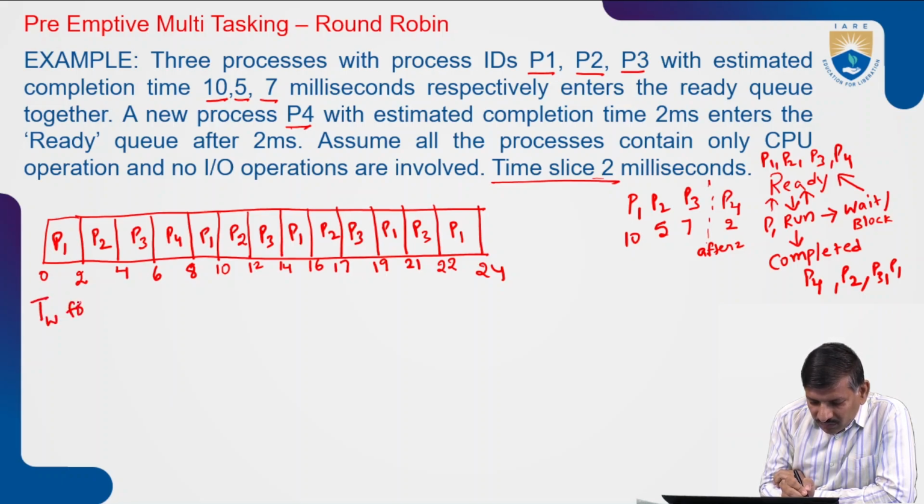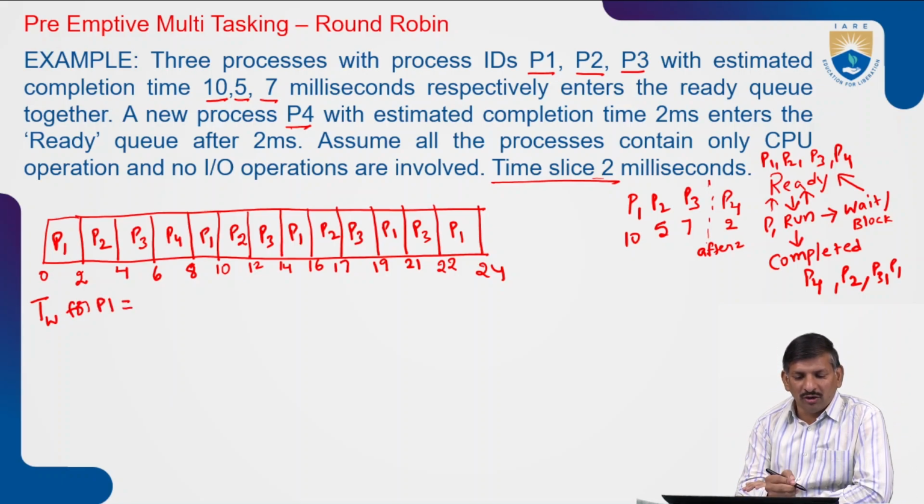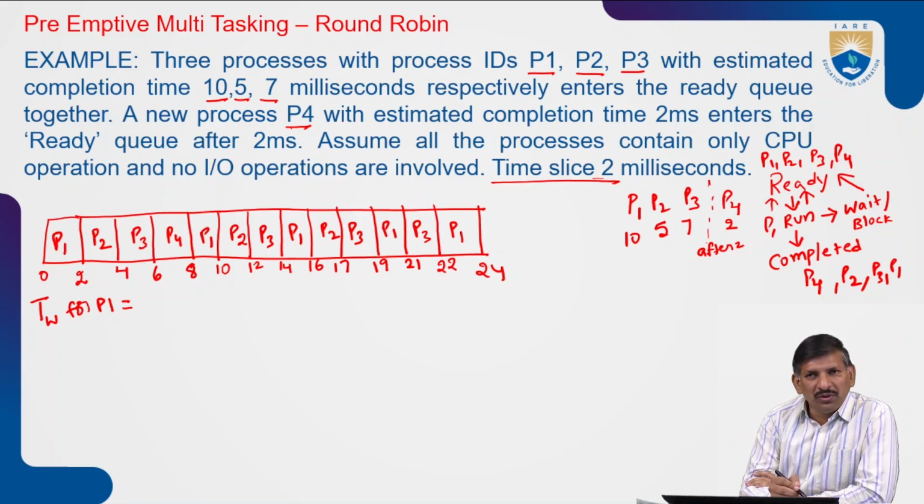Waiting time for process P1. So P1 is waiting time. How much time is it waiting in the ready state? P1 entered the ready state at time 0 and was scheduled for execution immediately. So 0 milliseconds.